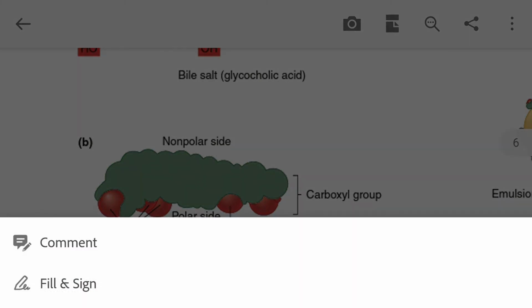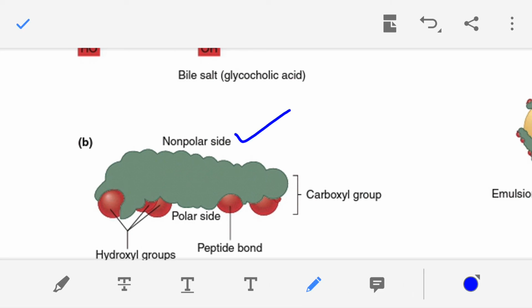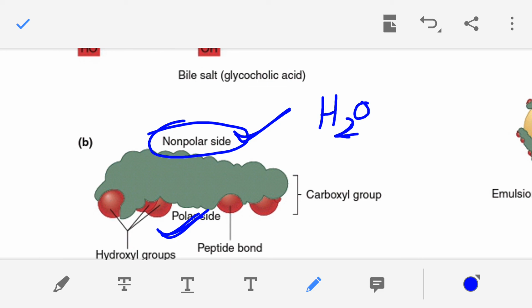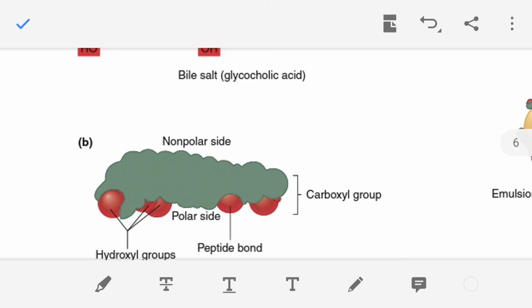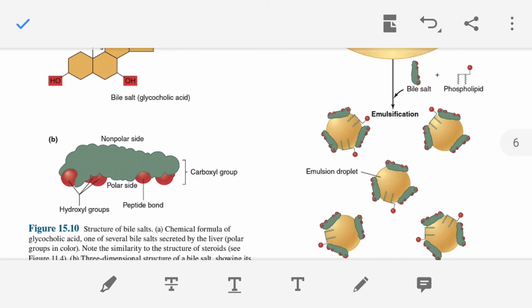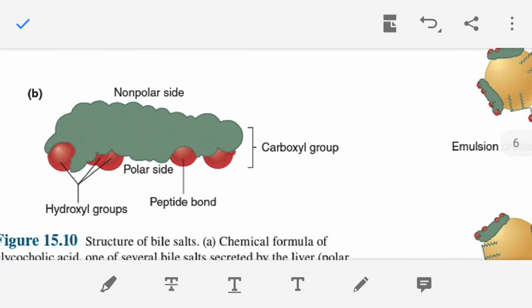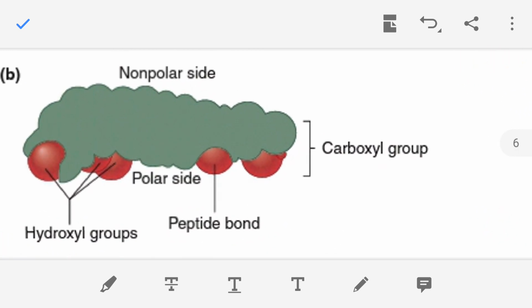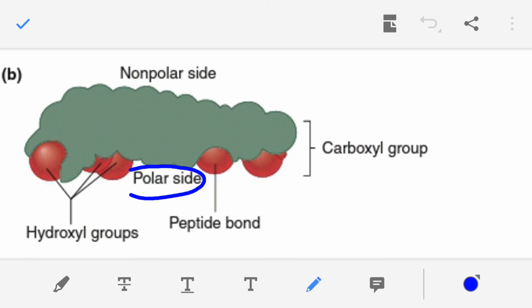So this side is the hydrophilic side, this side the hydrophobic side, the non-polar side, that means having attraction for water. Sorry, here I have made a mistake, I apologize for that. This is the polar side.